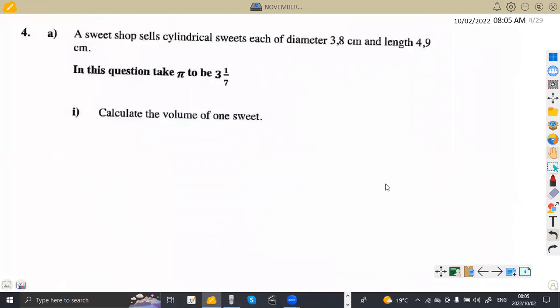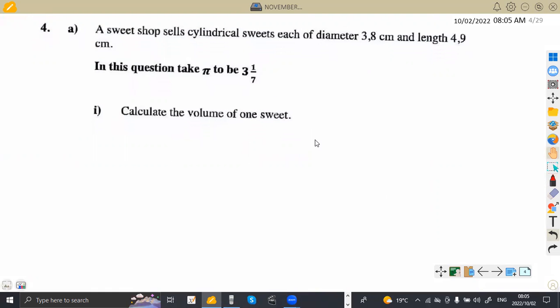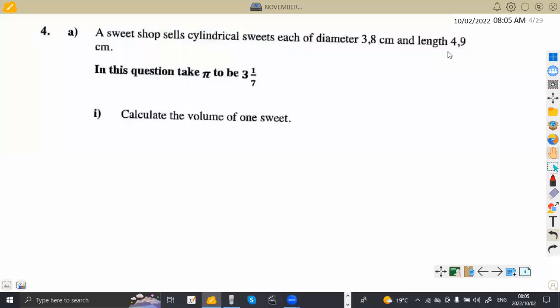On question 4, we are given that there is a sweet shop that sells cylindrical sweets, each of diameter 3.8 centimeters, length 4.9 centimeters. So calculate the volume of one sweet. So it's a cylindrical sweet that you're talking about, guys, whereby we know that the volume is equivalent to pi r squared h, whereby you talk about the radius in this case. So pi, we are given pi 22/7. So it's 22/7 times the radius. We are given a diameter of 3.8, which means radius is diameter over 2, which is 3.8/2.